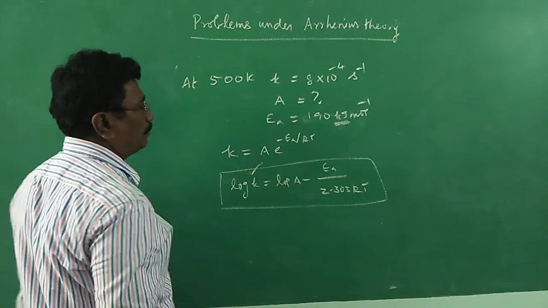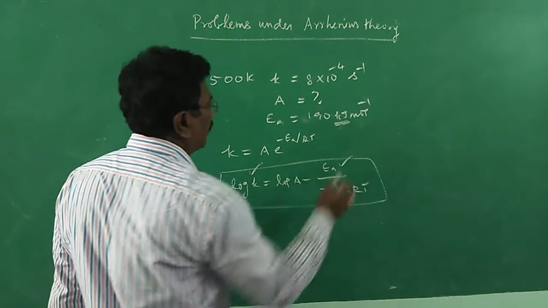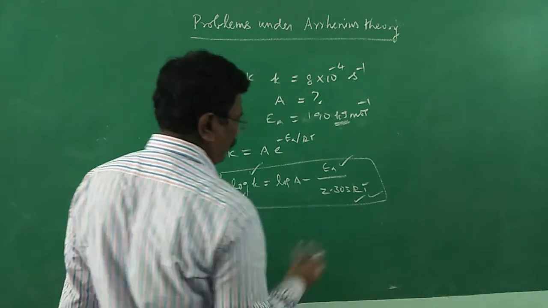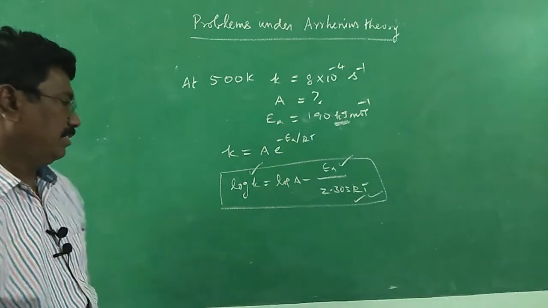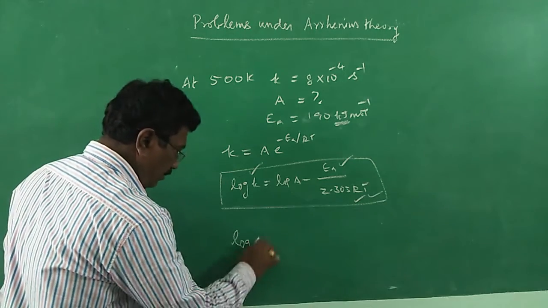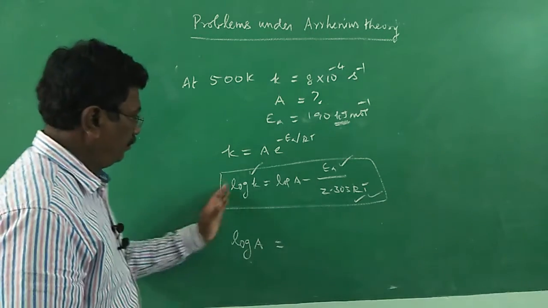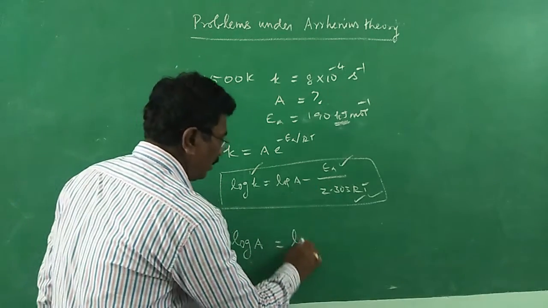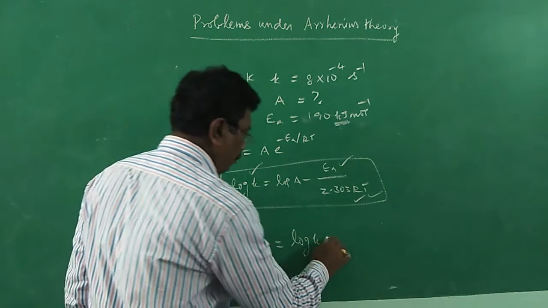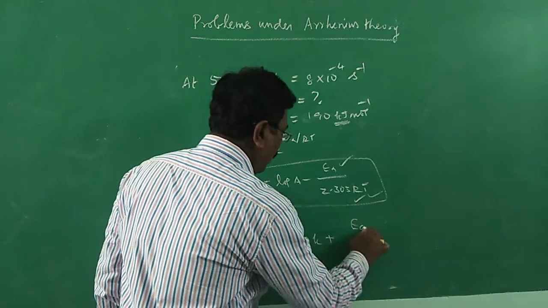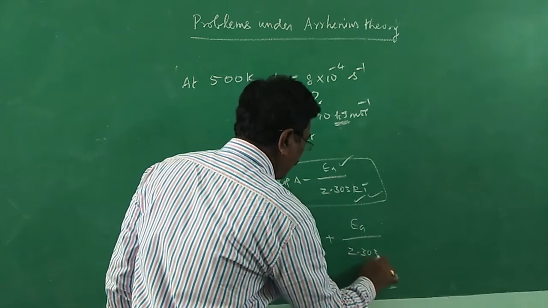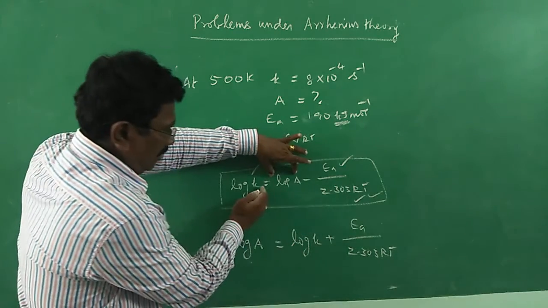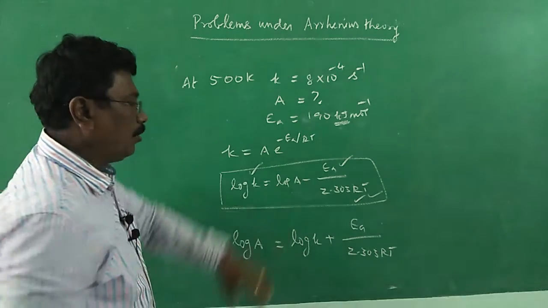Log K is given. EA is given. Temperature is given. R value, you know, that's all. You are asked to find out log A. So log A is equal to, if this is kept here, it has to be taken there: log K plus EA by 2.303 RT. Am I correct? Log A is equal to log K plus EA by 2.303 RT.